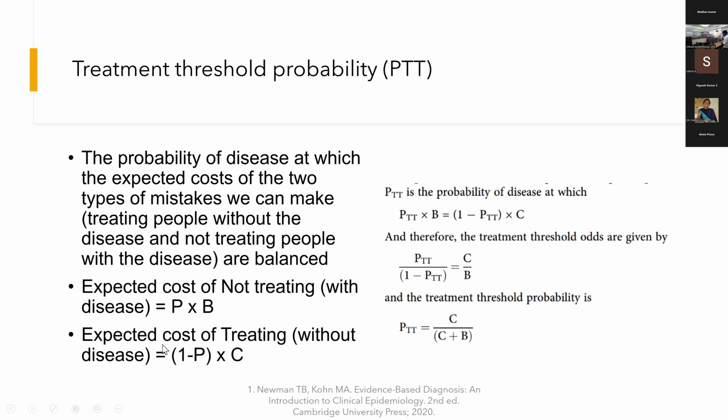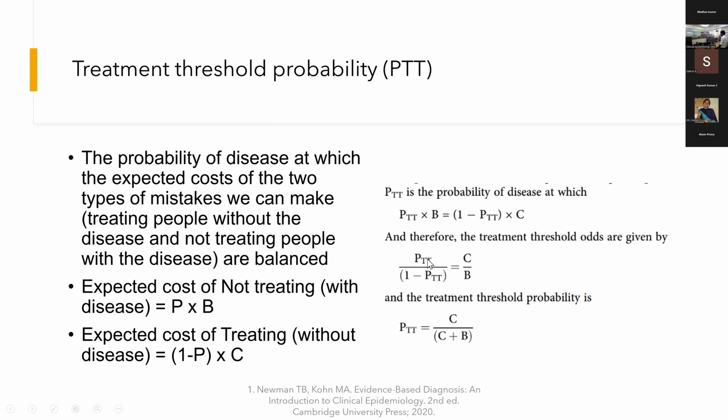And expected cost of treating a patient without the disease is calculated by the formula of (1 minus P) into C. 1 minus P is nothing but the probability of the patient not having the disease multiplied by the cost associated with giving the patient oseltamivir. So how do we calculate PTT? PTT is nothing but we saw that it is a probability at which both are equally balanced, which is nothing but PTT into B is balanced against (1 minus PTT) into C, which means P into B is equal to (1 minus P) into C.